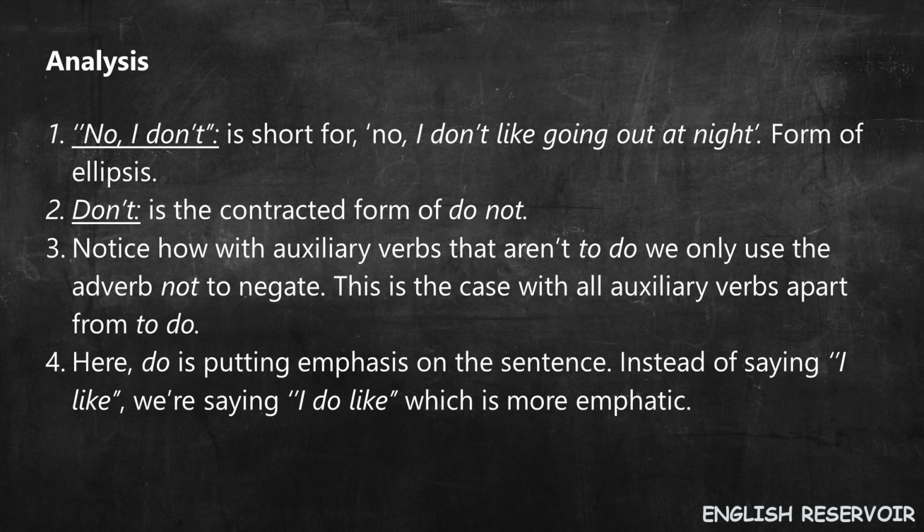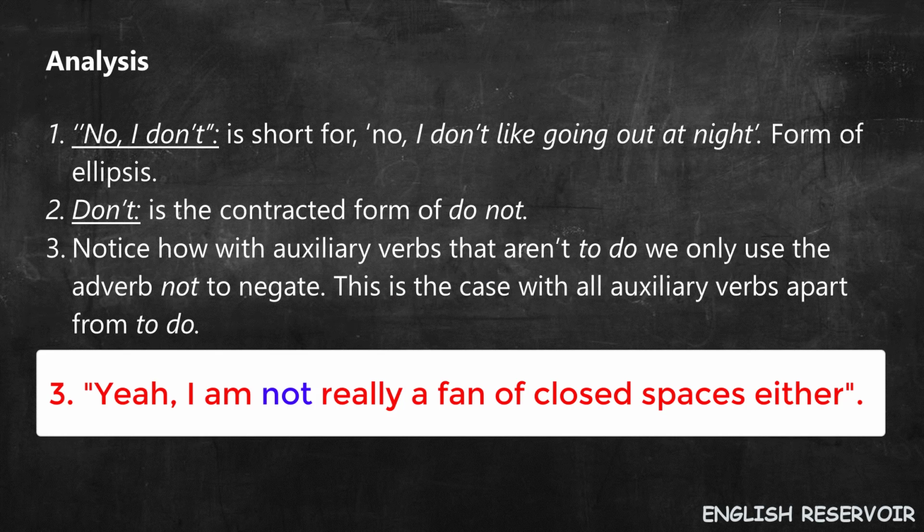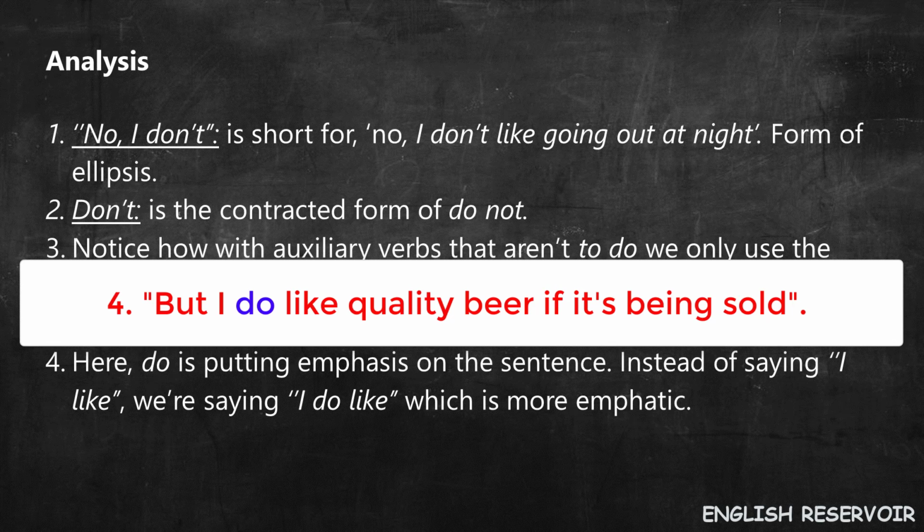3. Notice how with auxiliary verbs that aren't to do, we only use the adverb not to negate. This is the case with all auxiliary verbs apart from to do. 4. Here, do is putting emphasis on the sentence. Instead of saying I like, we're saying I do like, which is more emphatic.